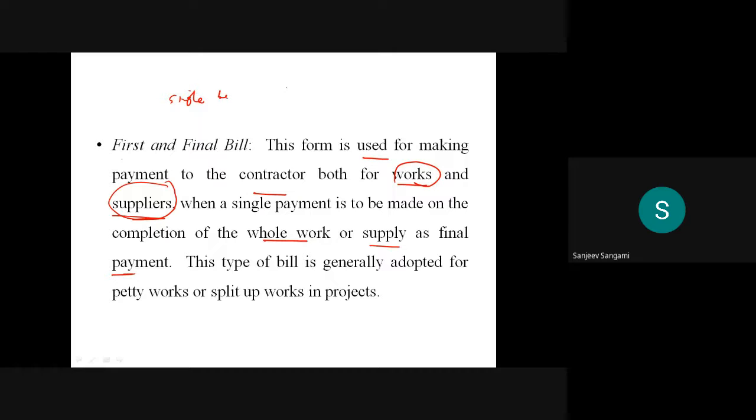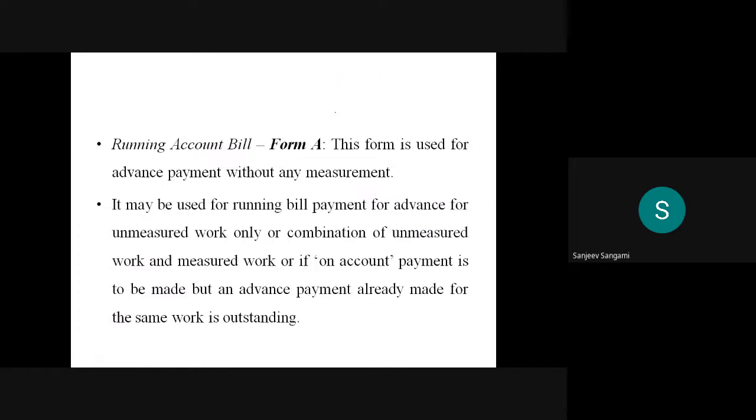Okay. For example, if your estimated cost is around, assume, 10 crores, then only one final settlement will be there for 10 crores for all. For laborers, everything it will include, including the suppliers of the materials, including the contractors, everything it will be the first and final bill.